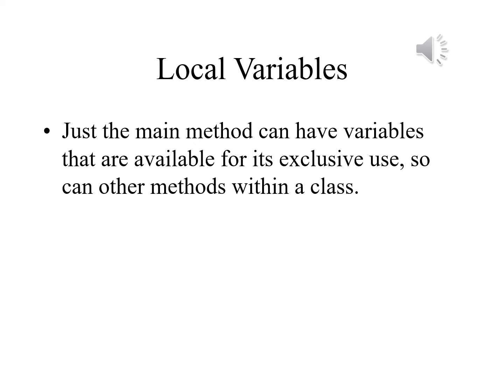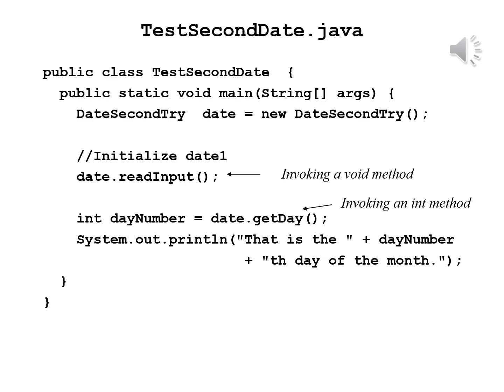By now we've seen that the main method can have variables that are its own, and these are available for its exclusive use. But that can also be true of other methods within the class. Let's take a look at what the driver method is going to look like to allow us to test this class. Let's test DateSecondTry by writing the class TestSecondDate.